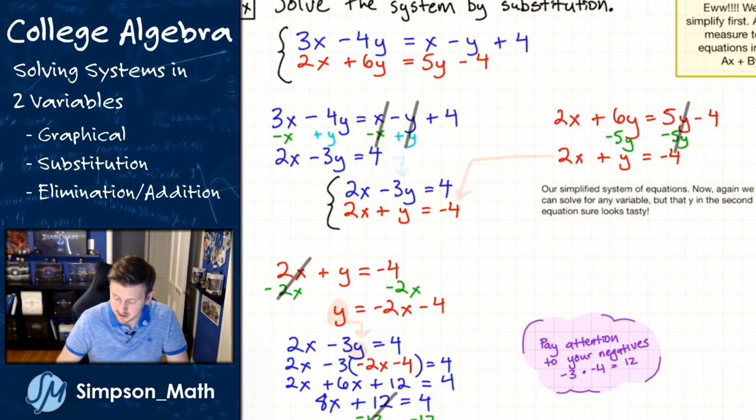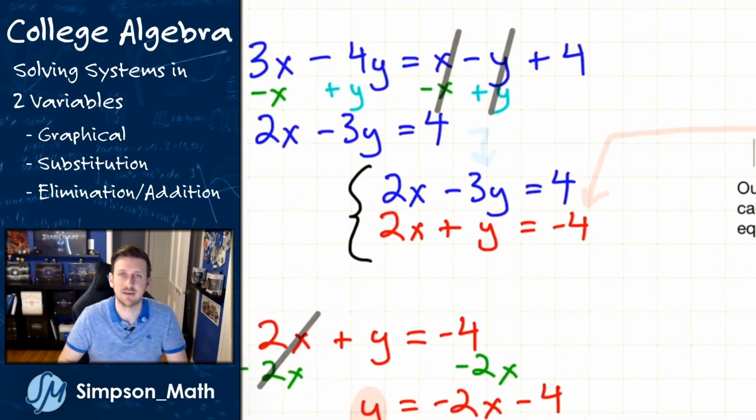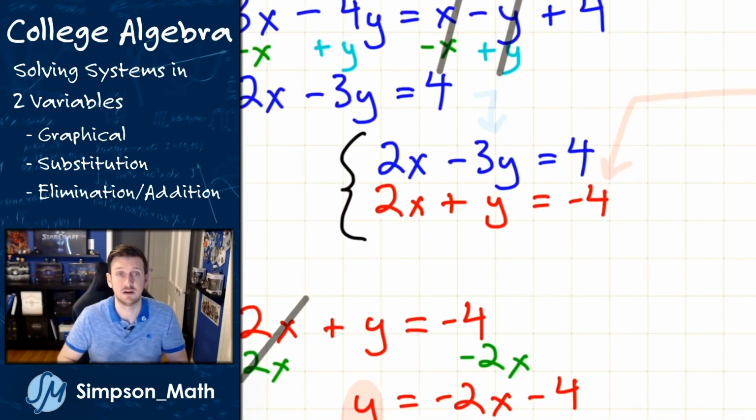Then over here, I had these two y's that I needed to get together. So I'm going to subtract the 5y from both sides. The 5y's cancel on the right-hand side, and I'm left with just 2x plus y equals negative 4, and I rewrote it over here.